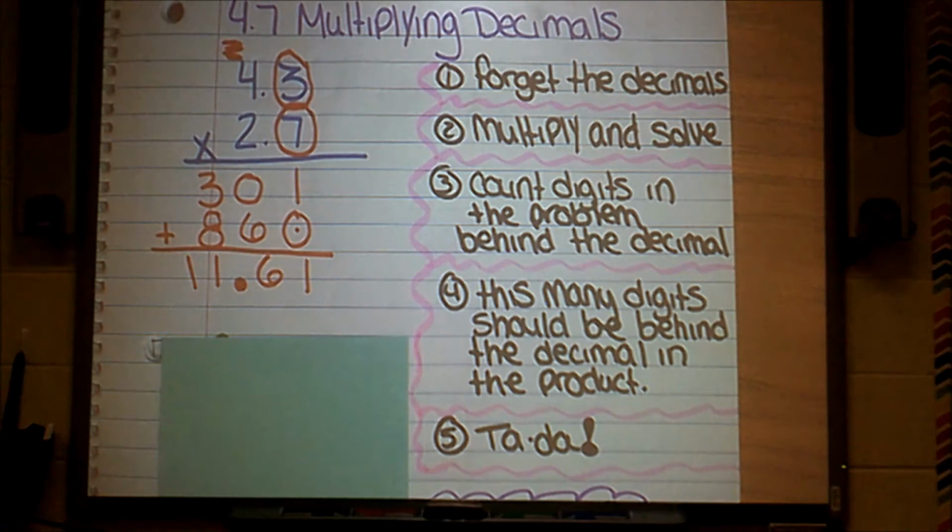That would be step 4. After I place that decimal in its new home, where it belongs, I'm on to step 5. Ta-da! I'm finished. My final product is 11.61. So let's try another problem.